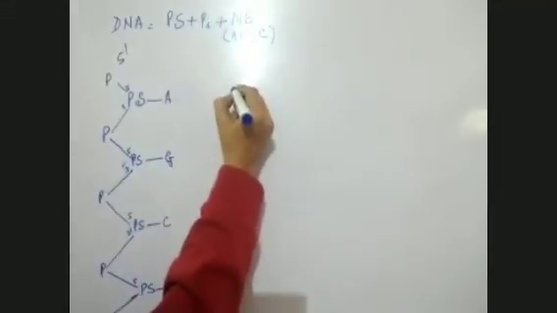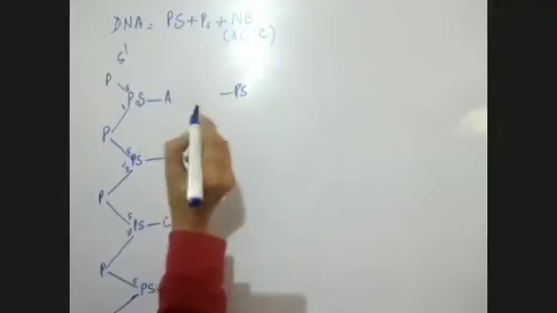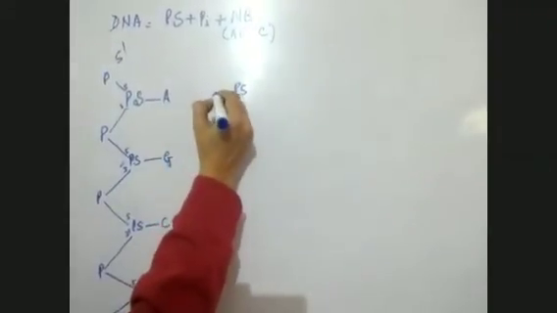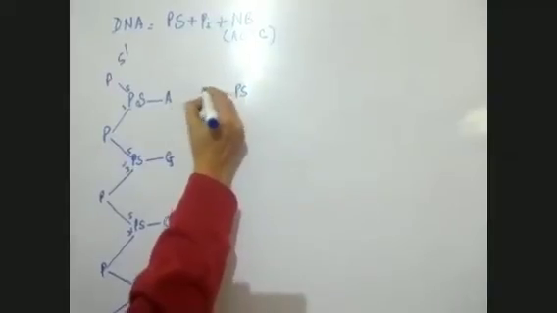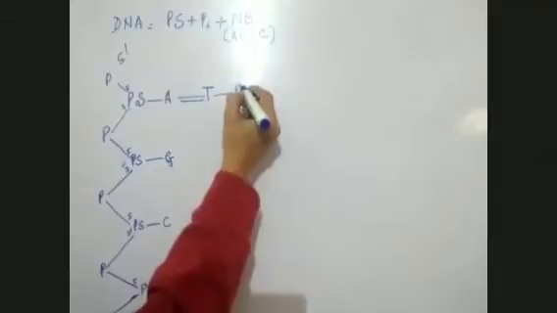See, always another pentose sugar here, which will be attached from the first carbon to the complementary base. So the complementary base here will be T, which will be attached by a double hydrogen bond. Now this has started from 5 prime. That means fifth carbon of pentose sugar is attached to the phosphate.